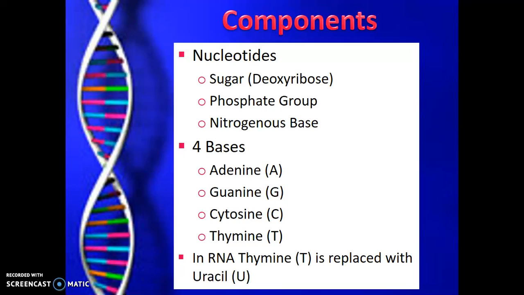Now, in RNA, the other type of nucleic acid, which we'll learn more about in a few days, thymine, the T, gets replaced with a 5th base called uracil, or U. That's one of the ways we can tell the difference between DNA and RNA. If it has T's in it, then it's DNA. If it has U's in it, then it's RNA. Okay? But today we're still focusing on DNA, so we're still focusing on A's, G's, C's, and T's.